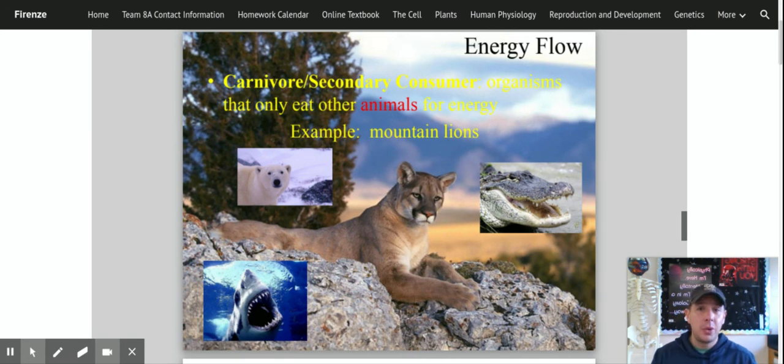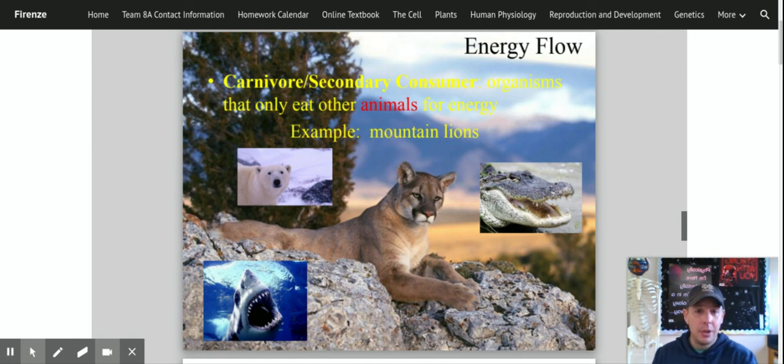So this is what's known as a carnivore, carnivorous. All of these words are used to explain an organism that only eats meat. They are the secondary consumer. They're a little bit higher up on the food chain than the herbivores and the plants that we just previously talked about. Now, they get less energy from eating the herbivores than the herbivores get from eating the plants.